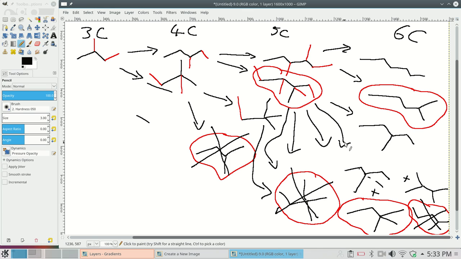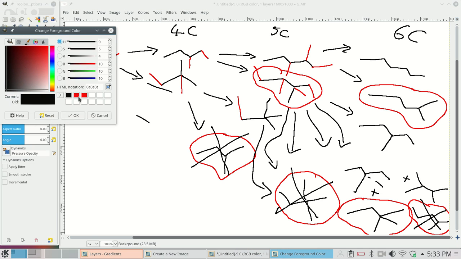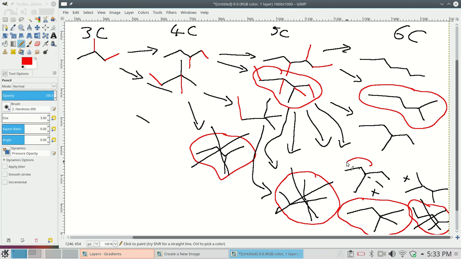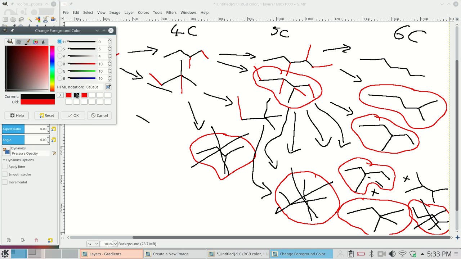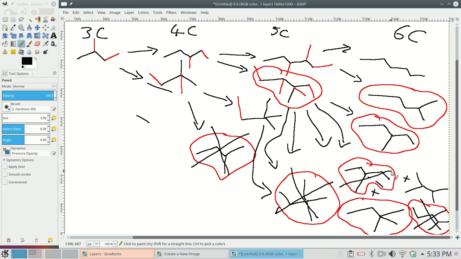And then lastly, if we check this structure and this structure, they are also one and the same. This one and this one. So we can eliminate this structure as well. So we end up with a total of 1, 2, 3, 4, 5 unique structures out of this 6 carbon framework.